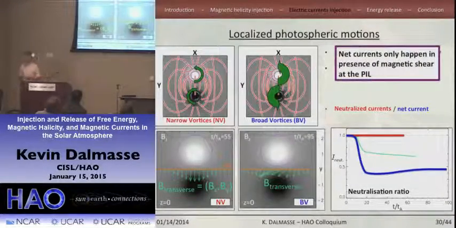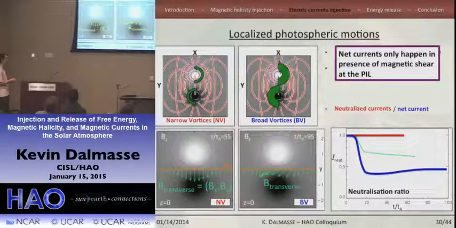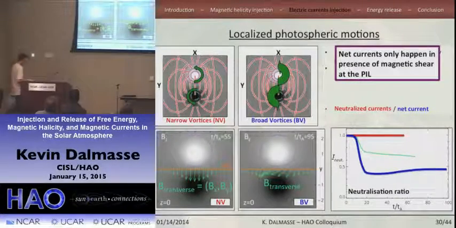And what we found is that these net currents only happen in the presence of magnetic shear at the polarity inversion line. That's illustrated here, where the green arrow shows the photospheric transverse magnetic field. We find that the photospheric transverse field develops a component aligned with the polarity inversion line, which is the signature of magnetic shear at the PIL, only for broad twisting vortices.